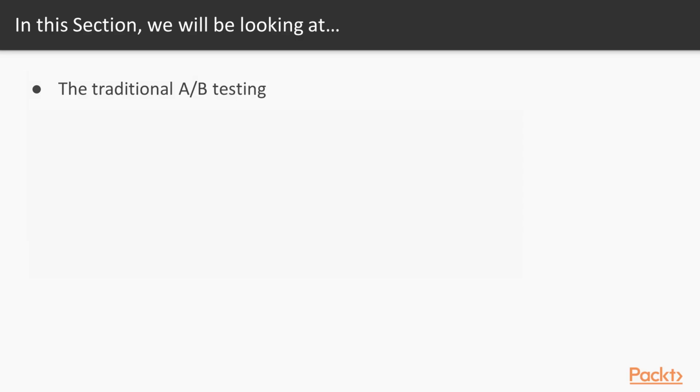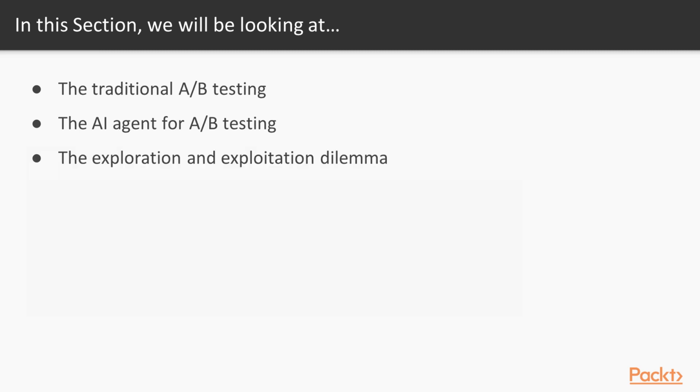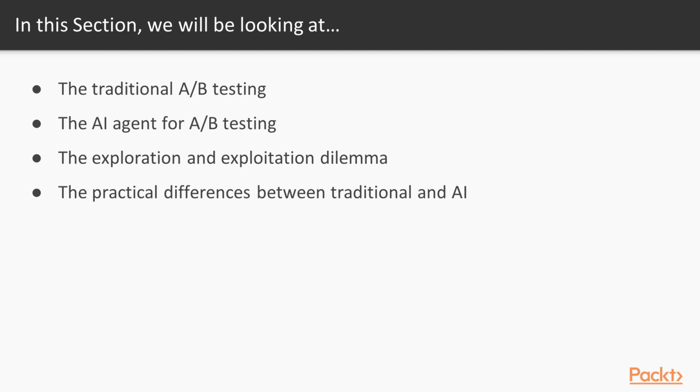1. Recap the traditional A/B testing. 2. Explore the working of the AI agent for A/B testing. 3. Disclose the exploration versus exploitation dilemma. And 4. Point out the practical differences between traditional and AI A/B testing. These topics are really important for our understanding. They will shed some light on the reason why we're performing A/B testing with an AI agent.